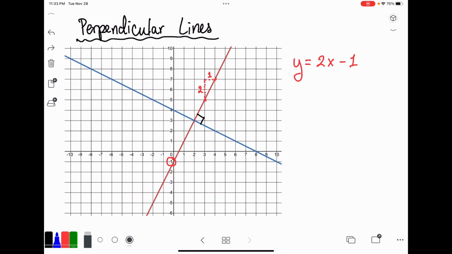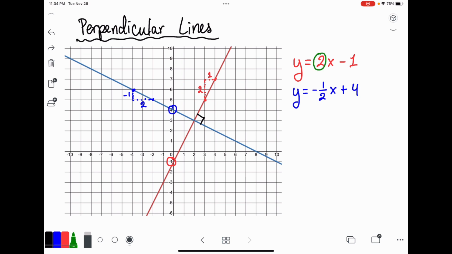Now, the perpendicular line in blue, if we were to pick any 2 points, we'd see that we'd have to go down 1 and right 2. And we also see that the y-intercept is 4. So we can write the slope as -1 over 2 times x plus 4. Now, these two lines are perpendicular, and let's see what the slopes of these two lines tell us.